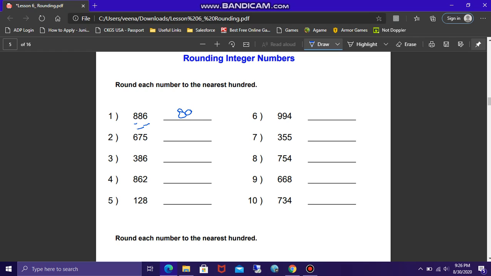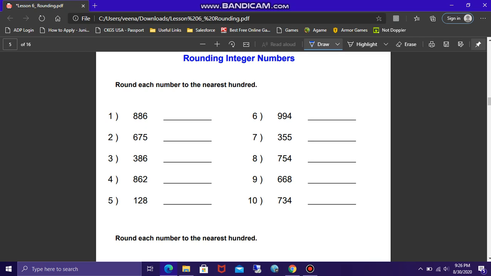890. But remember now that we have to round to the nearest 100. So what would 890 be like? Now we have to apply the rule to the second one. So we don't even care about this one. Only the second part matters. So 886. What would that be? 900, right? Because we add 1 to the number going above the second number.